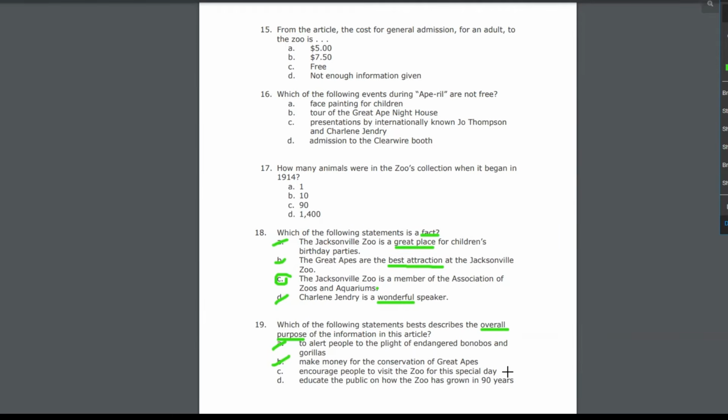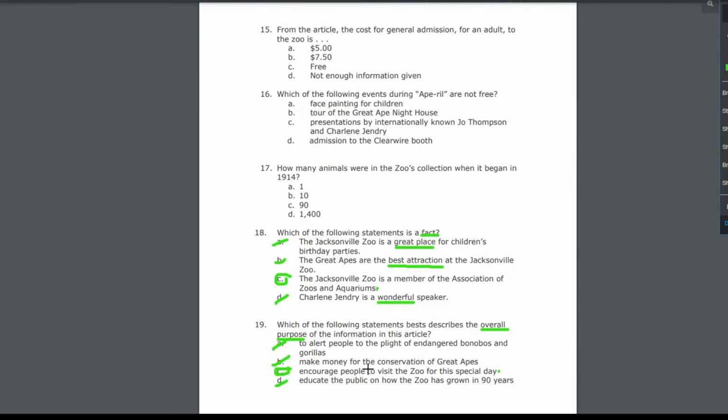So when I saw that, I said, well, that makes sense, because if we just look at the title, April, a celebration of apes, and then it goes on to tell us about this particular day and all the things that are going on. So I thought, okay, that probably makes the most sense, but let me make sure I can eliminate everything else. And then D, educate the public on how the zoo has grown in 90 years. Even though in the last paragraph they talked about how they started with one animal and then grew to 1400, that wasn't the overall purpose. That was just a detail. So if we go back to what we first thought, which was C, that's the overall idea.